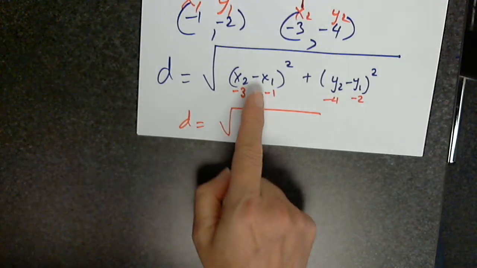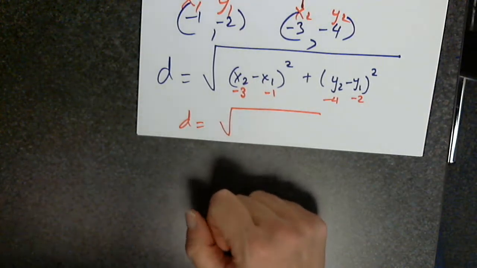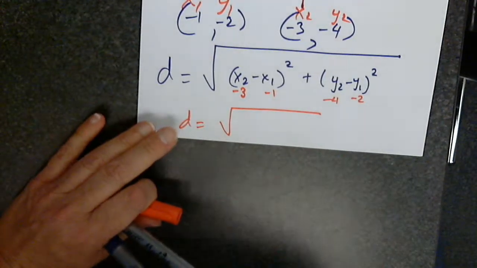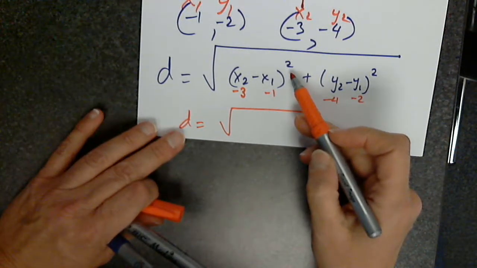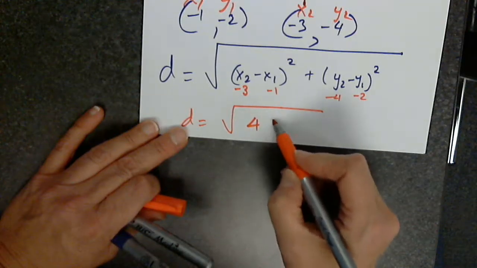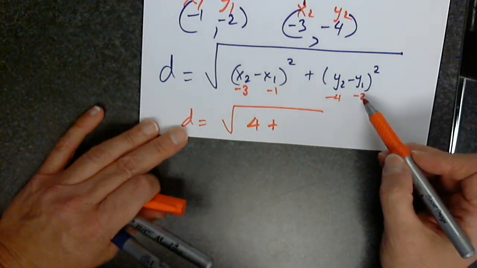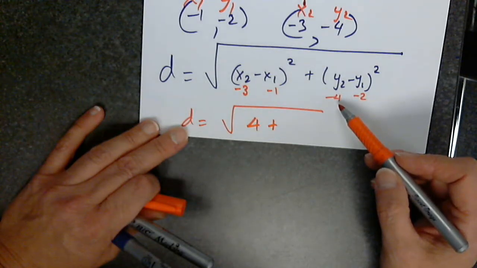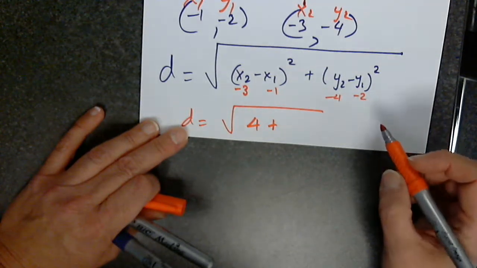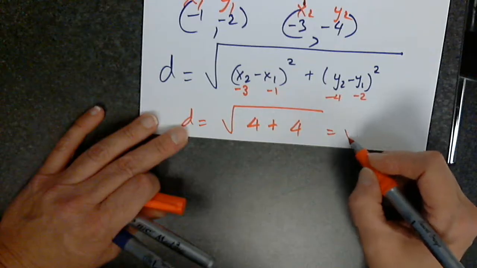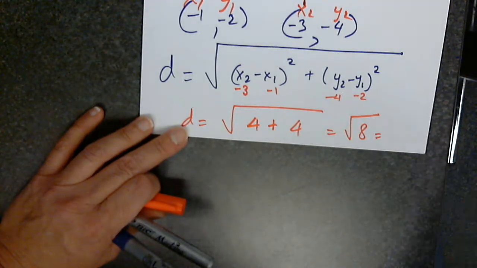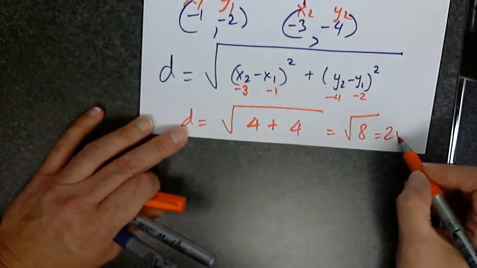negative 3 plus 1 is negative 2 squared. You cannot give me any negative number when you square. 4 plus negative 4 minus negative 2. It's negative 4 plus 2, which is negative 2. Negative 2 squared, 4. So this is the square root of 8, which you can simplify by writing the square root of exactly.